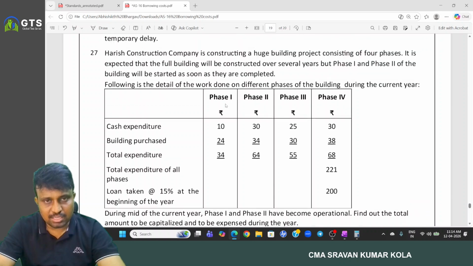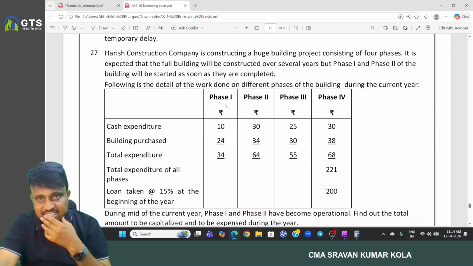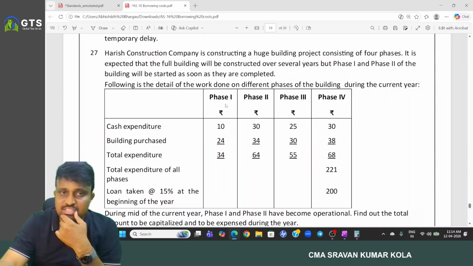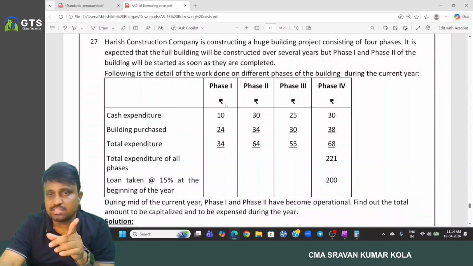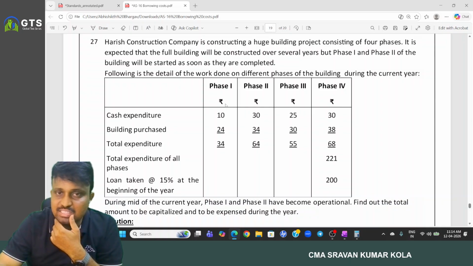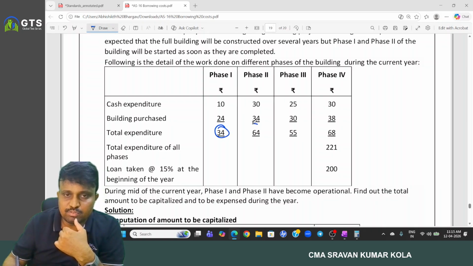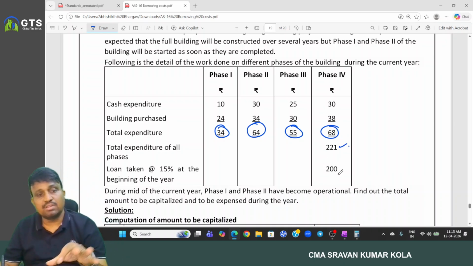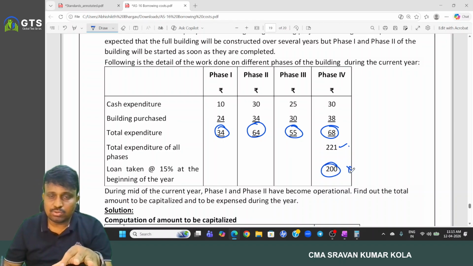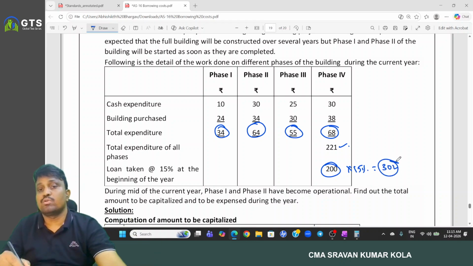Then coming to another problem. The Harish Construction Company is constructing a huge building project consisting of 4 phases. It is expected that the full building will be completed over several years, but phase one and phase two of the building will be started as soon as they are completed. And following are the details of the work here. We have phase one, phase two. Total amount spent 34, 64, 55, 68, total 221. The loan was taken at the beginning of the year, 200, at 15%, 30 lakh, and this is the borrowing cost.